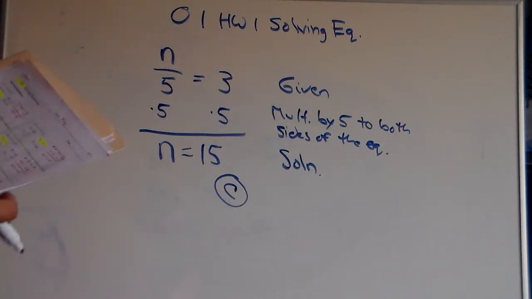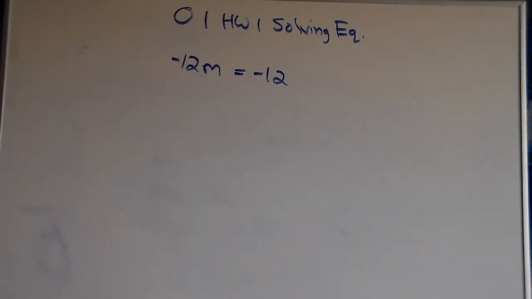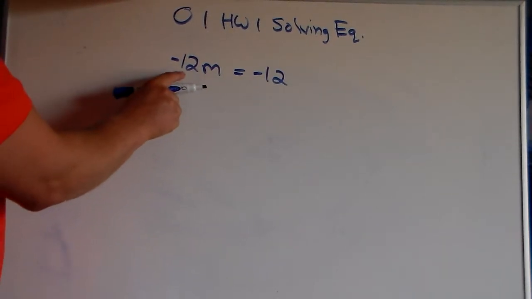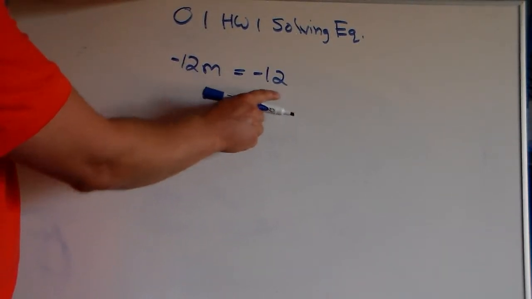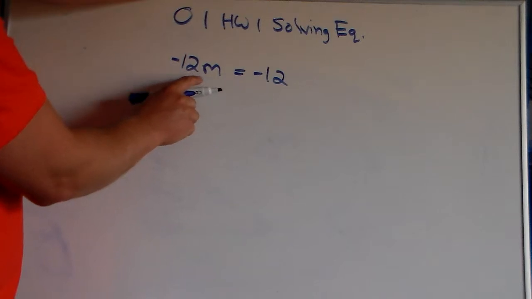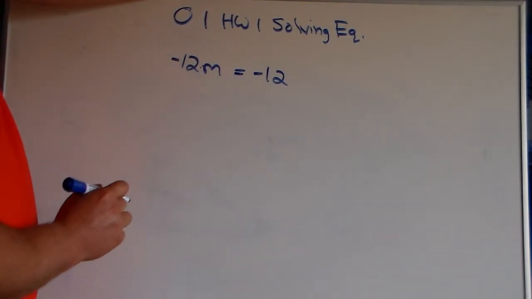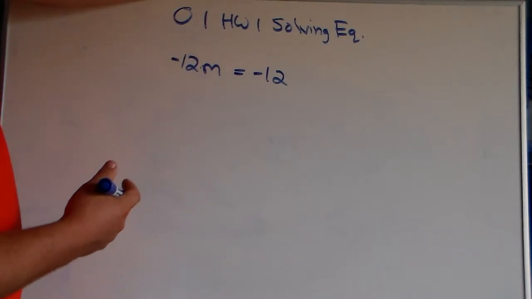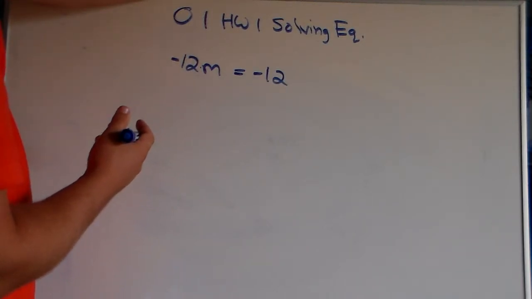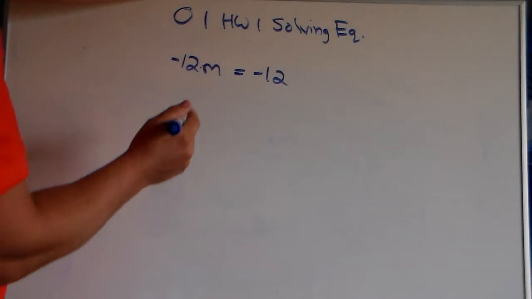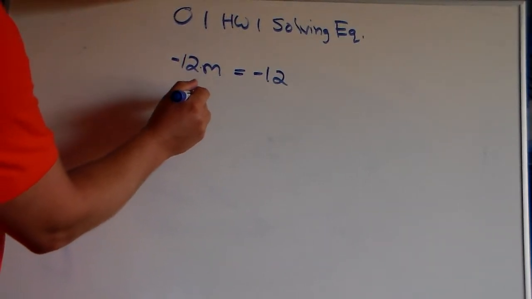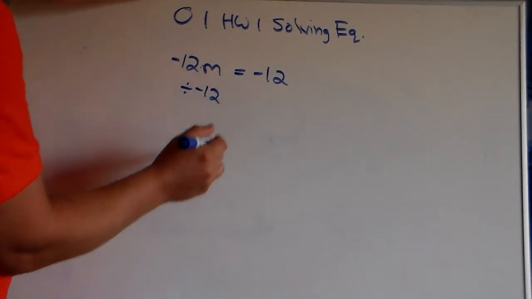Next problem that we're going to do is problem number 6. Okay, with problem number 6, we have negative 12m equals negative 12. Now, negative 12m is really negative 12 times m. There's like a little multiplication symbol in between. Now, the inverse operation for times is divide. So we're going to divide both sides by negative 12.